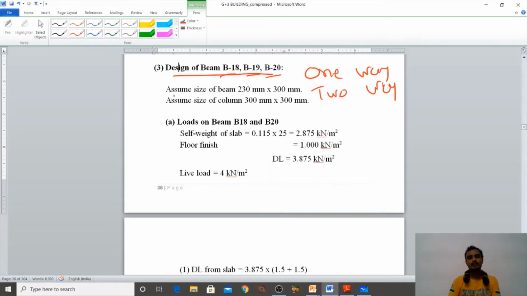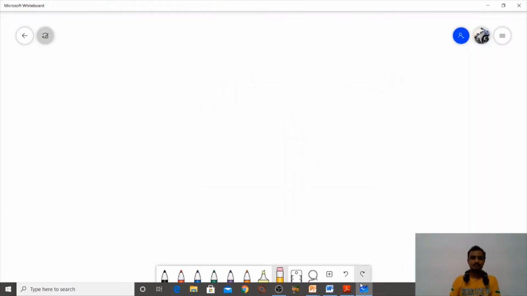First of all we have to assume the size of beam and size of column. We assume the size of beam is 230 mm by 300 mm, and the column is 300 mm by 300 mm. Then we have to calculate the load on the beam.